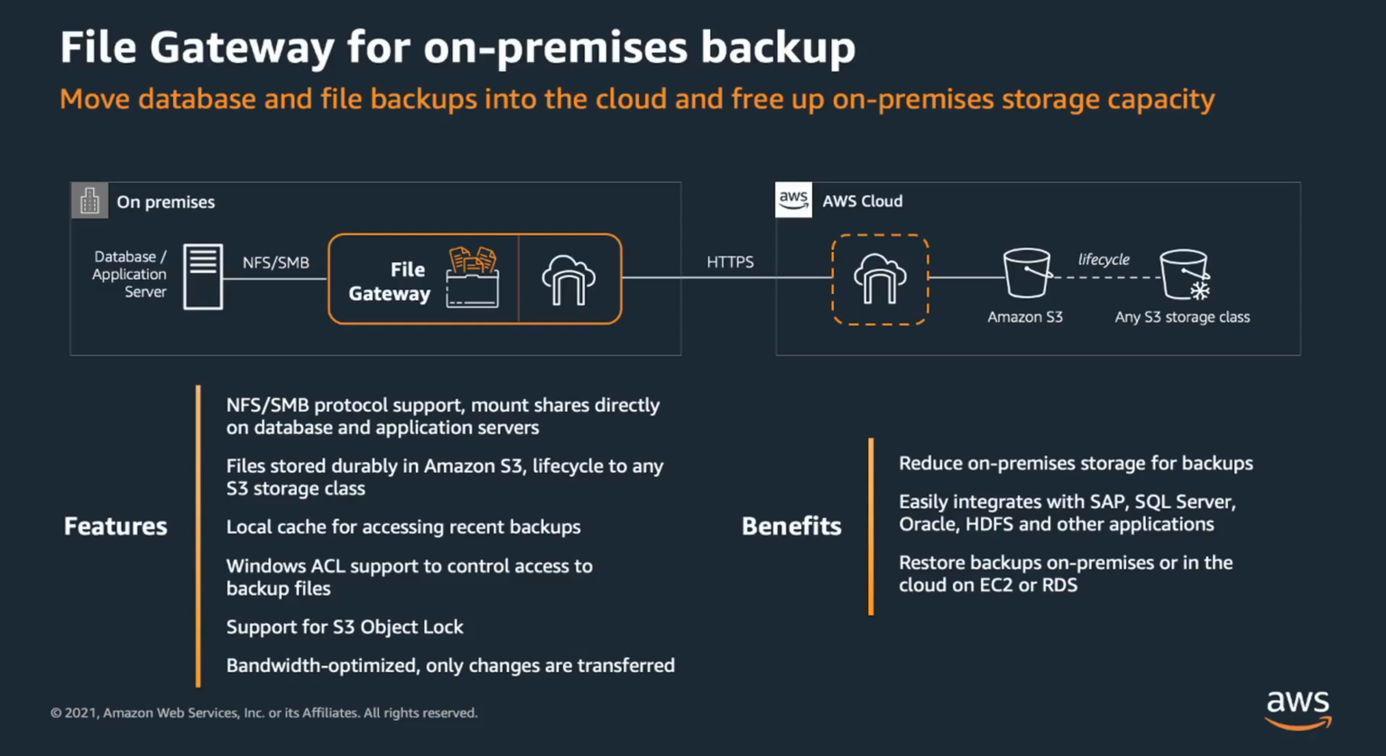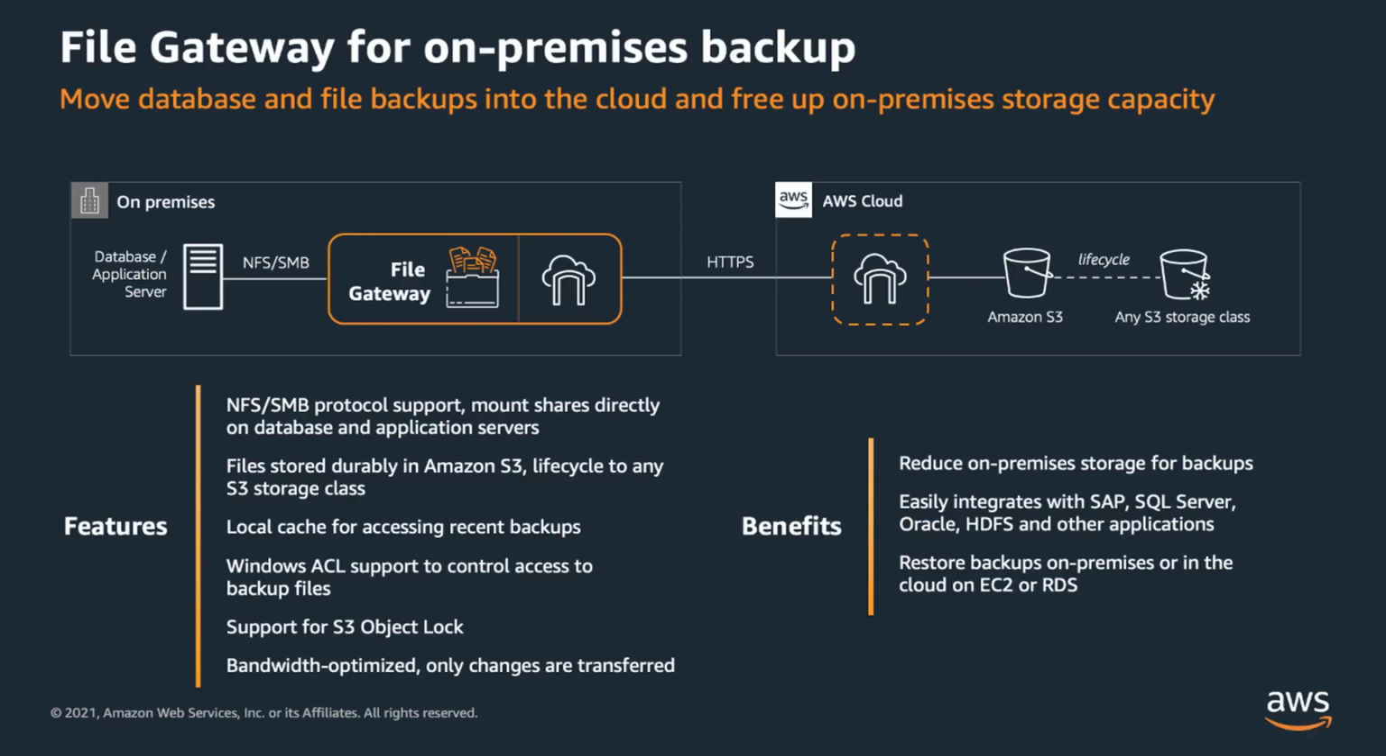The File Gateway presents a file interface that enables you to store files as objects in Amazon S3 using NFS and SMB file protocols. The gateway provides access to objects in S3 as files or as a file share mount point, which can be controlled via POSIX or Active Directory permissions.